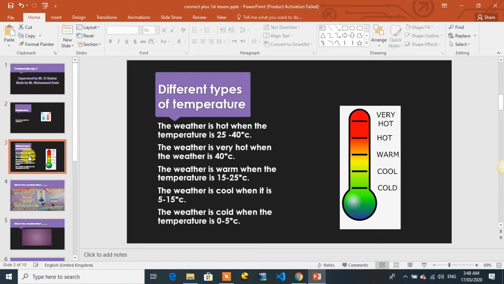Let's see here what are the different types of temperature. So this is the thermometer as you see on the screen. If we are looking at this side, this is the downside, the low side of the thermometer, but this one is the high one. So if we are talking about the weather here, you will see that the weather is hot when the temperature is 25 to 40 Celsius. This means that the weather is hot when it's between 25 and 40 temperature degrees.